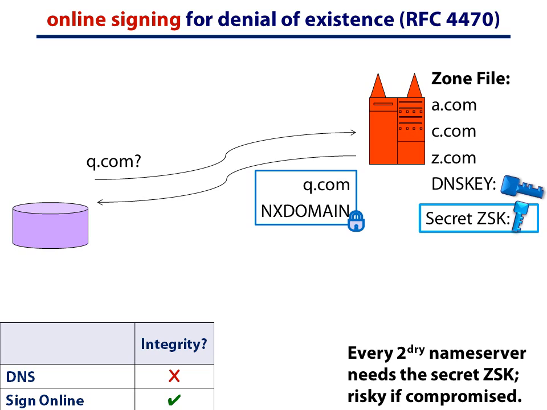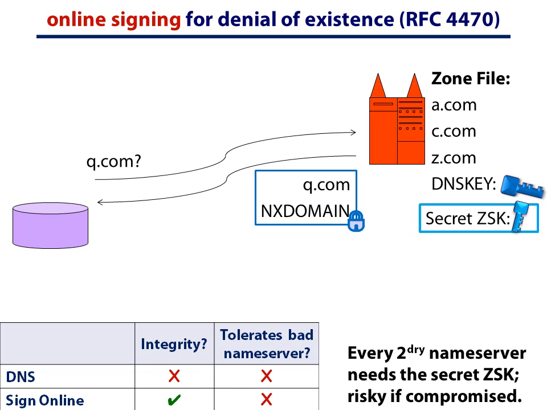This name server now holds the secret zone signing key, and they can start signing bogus responses for things that aren't true. So for example, they can claim queries that do exist don't exist, they can give bogus responses, and so on. And so exposing this zone signing key to every one of the name servers can be considered a security issue. So I'm going to call that not tolerating a bad name server, or not tolerating a corrupted name server.